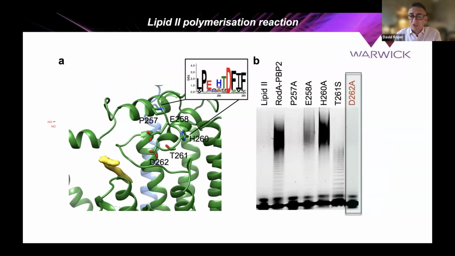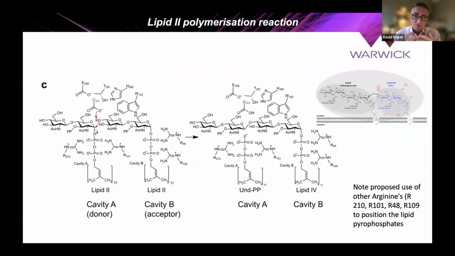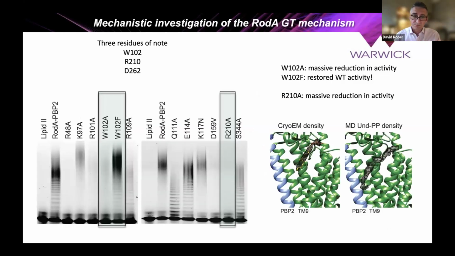Using our gel-based assay system, we can assay mutants. For example, the aspartate 262 to alanine mutant completely knocks out the activity of this protein, and we think that's the all-important catalytic residue. But it's more than just the catalysis. We've got a whole range of different arginines in and around the active site, which we think are holding the two lipid IIs at the donor and acceptor site of the enzyme at the right time to enable catalysis. W102, if we substitute that with alanine, we kill the enzyme stone dead. If we put phenylalanine there, we restore activity.